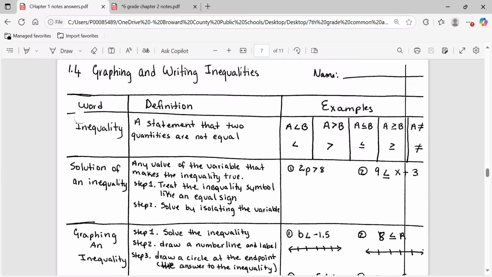Well, hello, Algebra 1. Today we are moving on to 1.4, graphing and writing inequalities. An inequality is a statement that two quantities are not equal. It could mean that A is less than B.